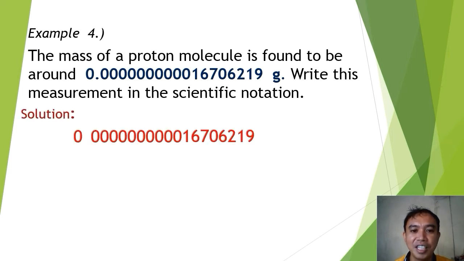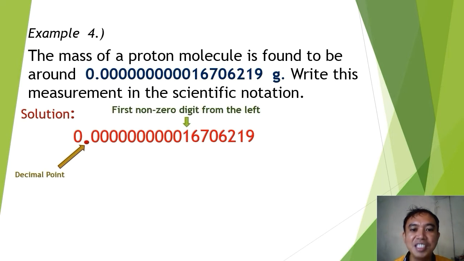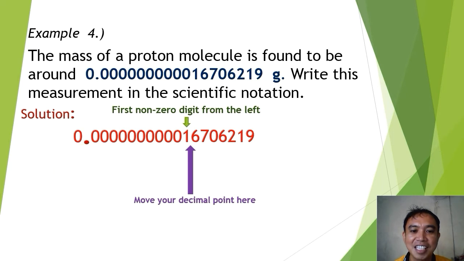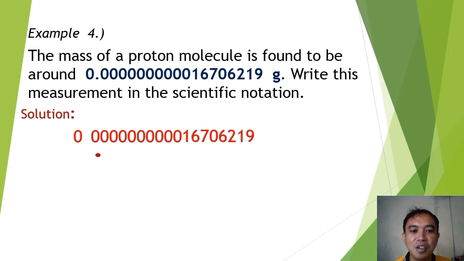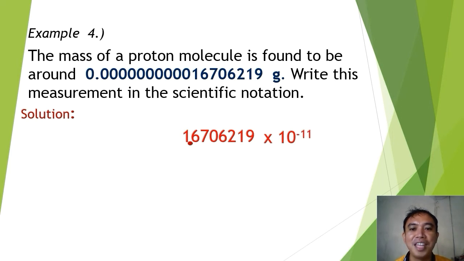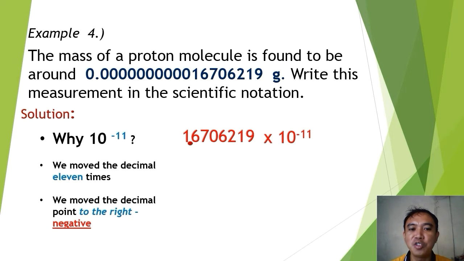Okay, first, you write the given, locate the decimal point. So you have your decimal point there. Then locate the first non-zero digit from the left, and beside it is where we are going to move our decimal point. Okay, ready? Okay, let us count. 1, 2, 3, 4, 5, 6, 7, 8, 9, 10, 11. Okay, next, drop the non-significant digits, multiply it by 10 to the power of n. Now, why do we have 10 to the power of negative 11? Or why is our n negative 11?